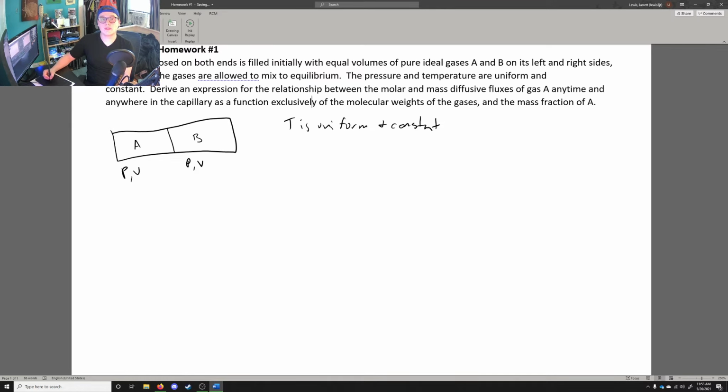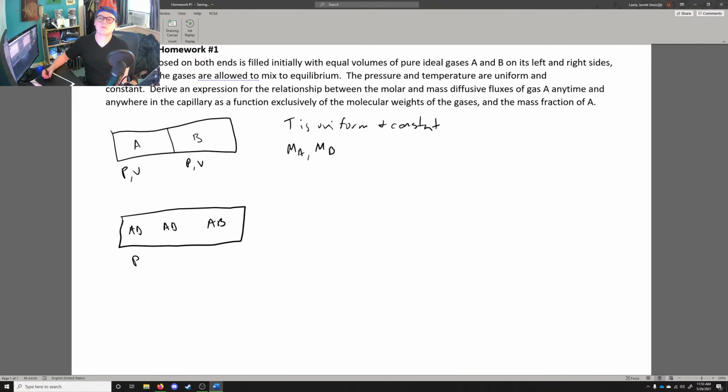And we know that gas A has a molecular weight A and gas B has a molecular weight B. After some time, the barrier is removed and the gases are allowed to mix and become homogeneous, so that we have a completely mixed mixture of gases with the same pressure.